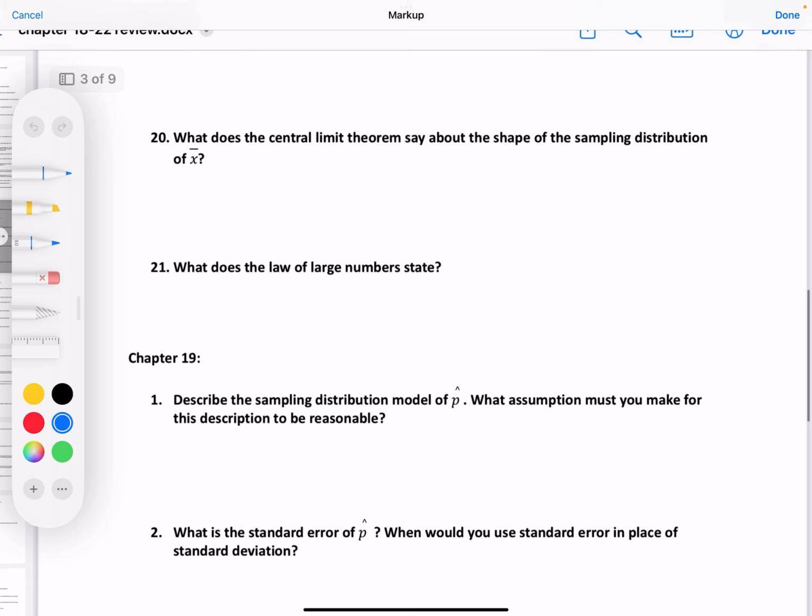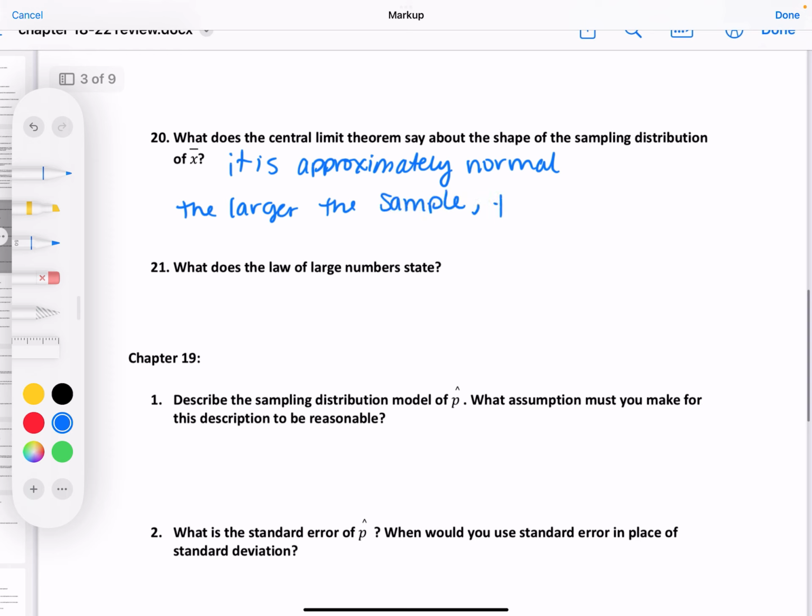So what does the central limit theorem say about the shape of the sampling distribution? It says that it is approximately normal. The larger the sample, the better the approximation will be. And you need to know that one.